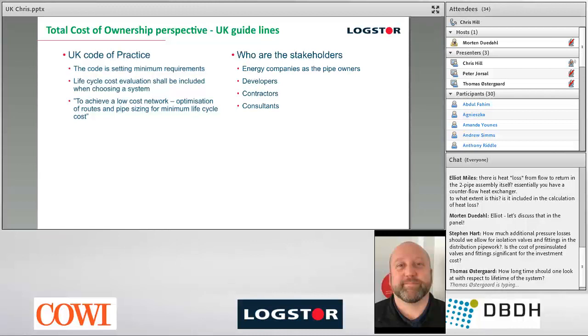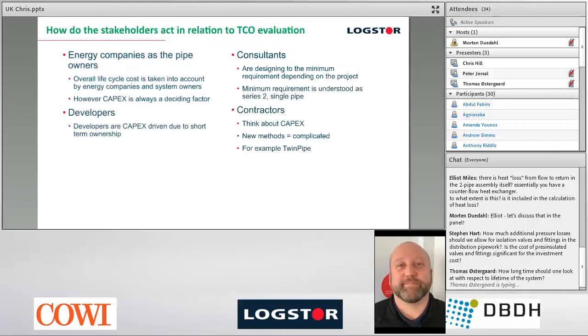Within the UK, there are various stakeholders within the district heating sector. You can see energy companies as the pipe owners, or maybe local authorities. You can see developers, contractors and consultants. So if we break these down individually, we can see how these various stakeholders act in relation to the TCO evaluation. Energy companies and local authorities who are pipe owners do consider overall life cycle costs. However, a deciding factor in the UK is still CapEx. The developers' sector is very much driven by planning policies to install networks in the first instance, and CapEx is a key driver due to short-term ownership.